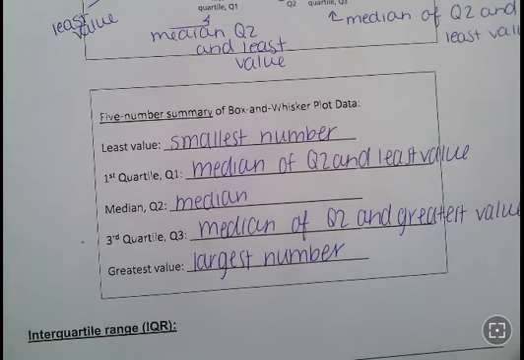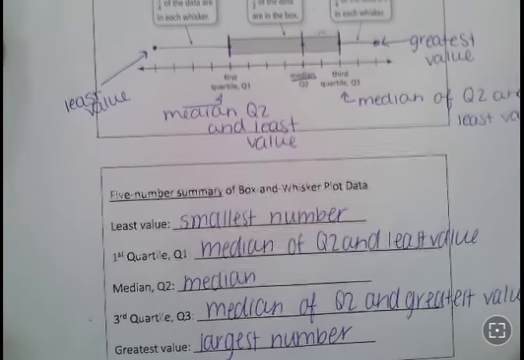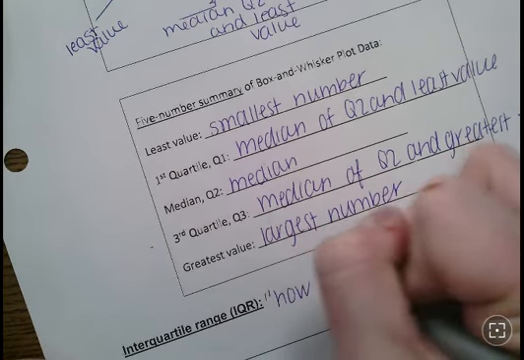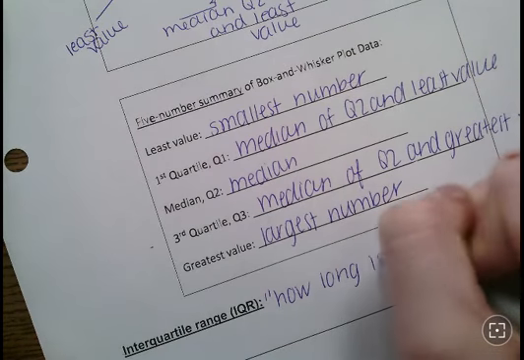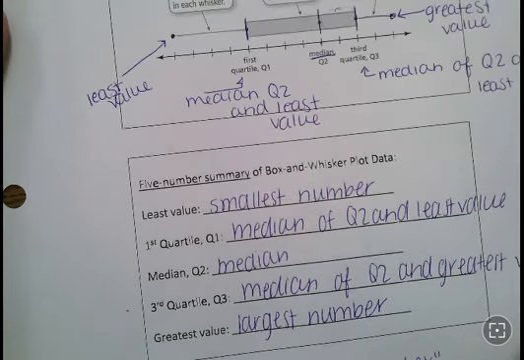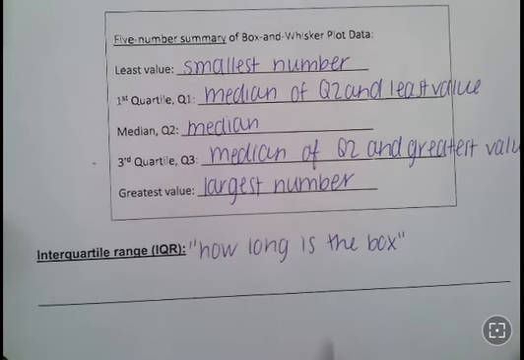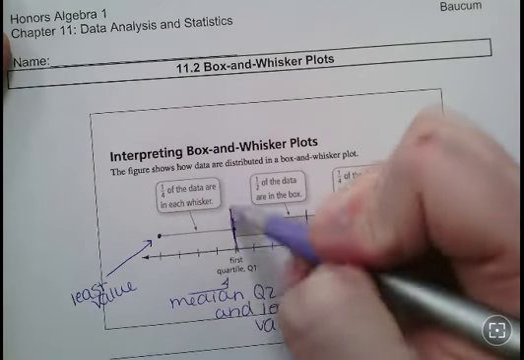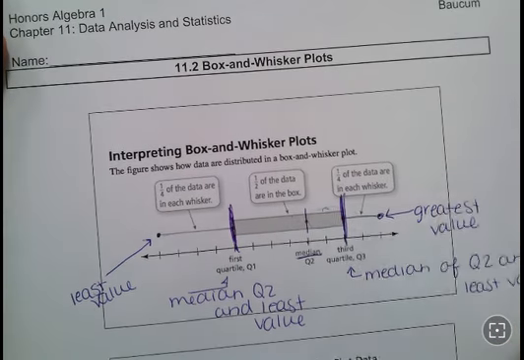So now let's talk about what this IQR is. The IQR basically is how long is the box. So the IQR stands for interquartile range. And what that means basically is how long are we in between these two quartiles here.